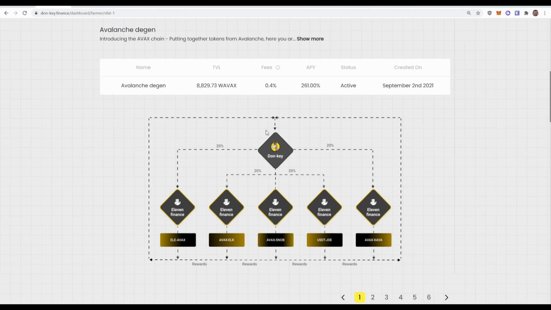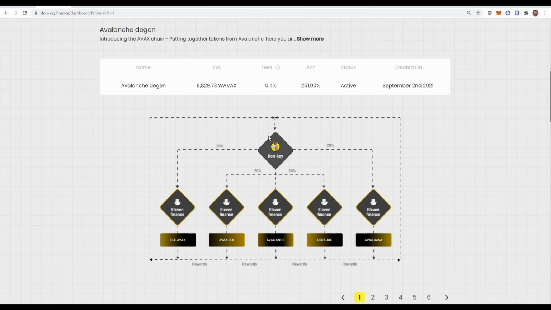So we can tell that it is starting here at Donkey. This is where you put your funds, and 20% of your AVAX, which is just rubbed AVAX, will go into the AVAX farm. 20% is going to AVAX and Elk. 20% is going to AVAX and Snob. We've got 20% going to USDT and Joe. And then we've got 20% going into AVAX and Xava. Now, this should be interesting because there are just so many moving variables in here.